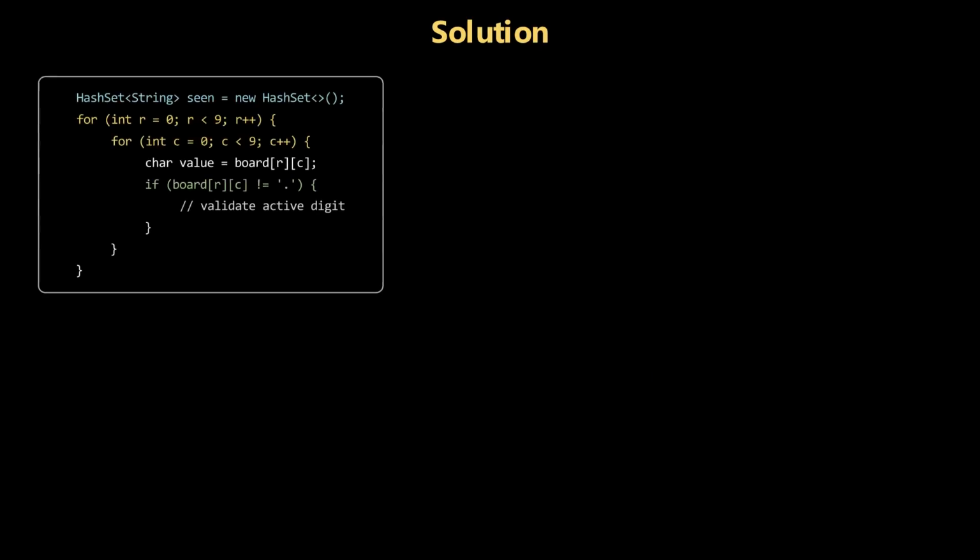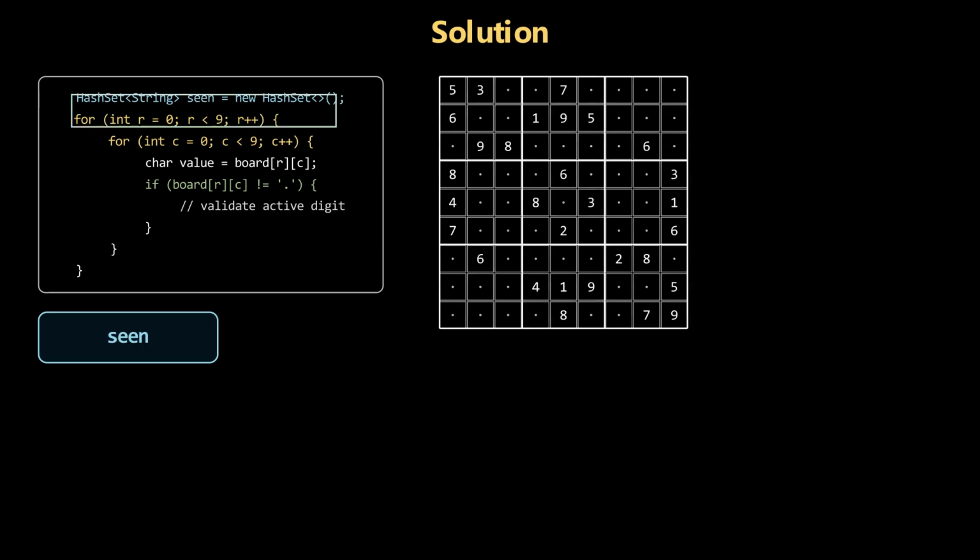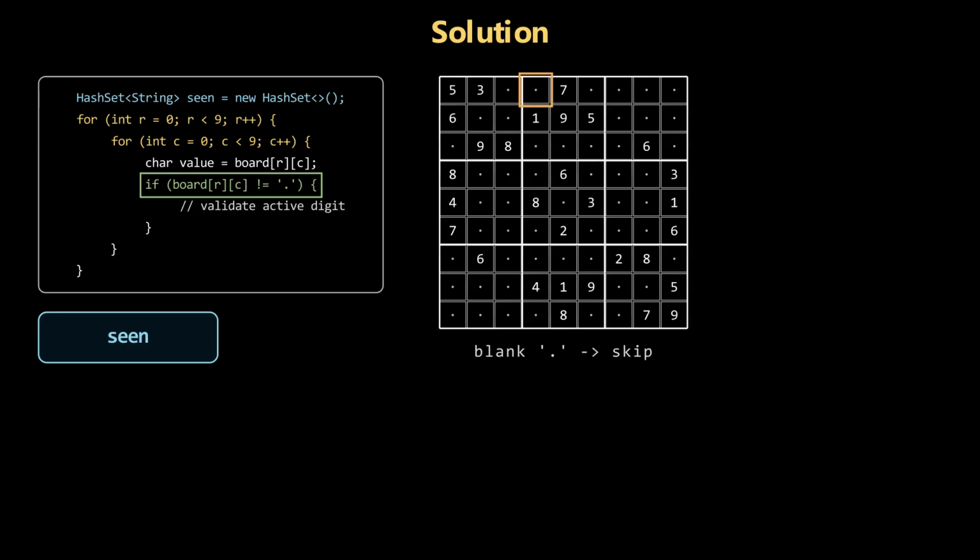Let's jump into the code solution. We begin by spinning up a single hash set of strings called seen. This single container will act as our central ledger. Next, we write 2 standard nested loops to traverse our 9 by 9 grid, row by row, column by column. The moment our cursor encounters a blank space, denoted by a period, our code hits a quick conditional check and immediately skips past it. We only care about active digits.